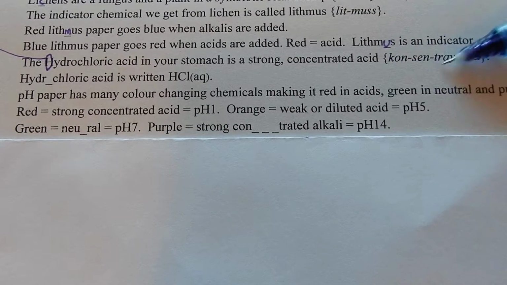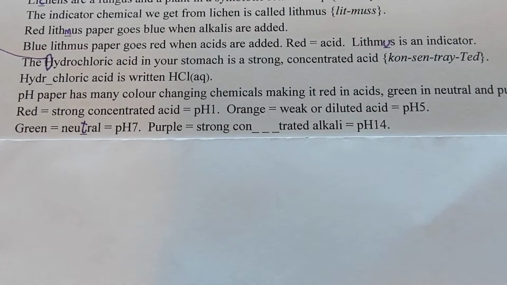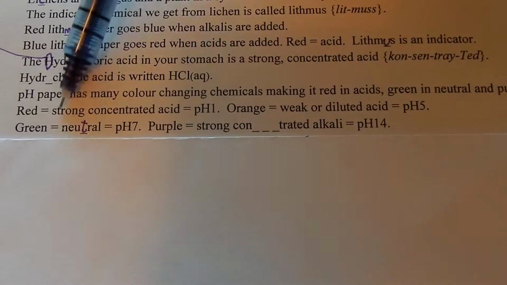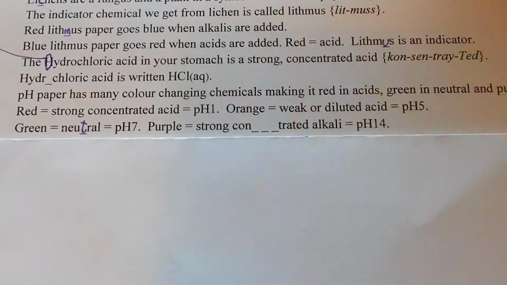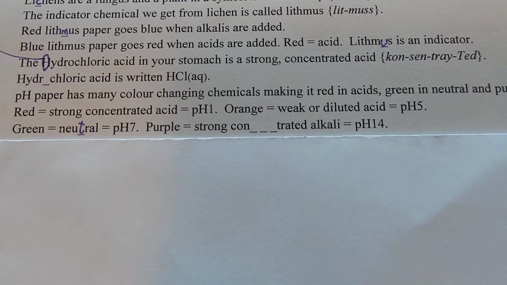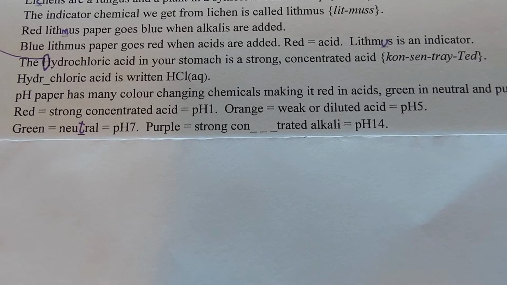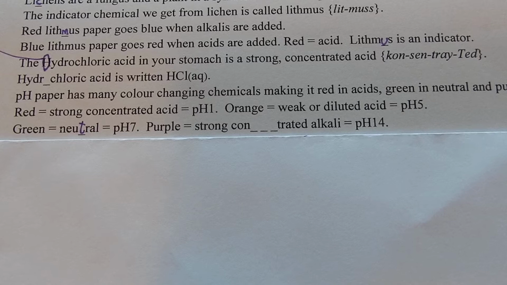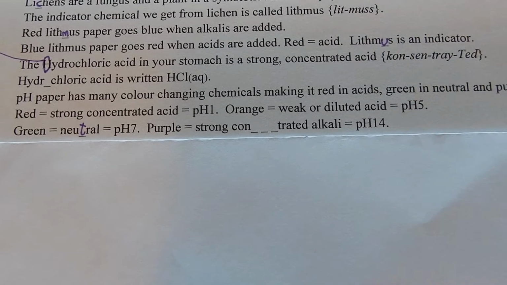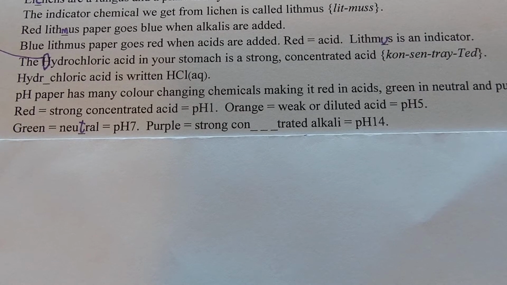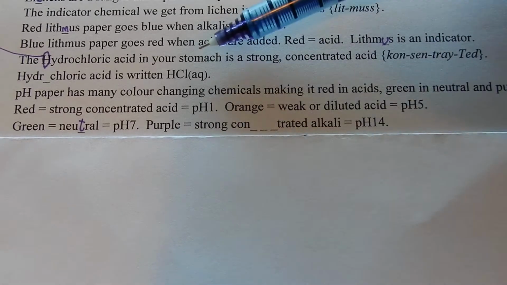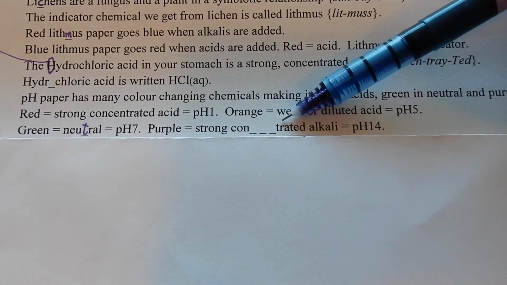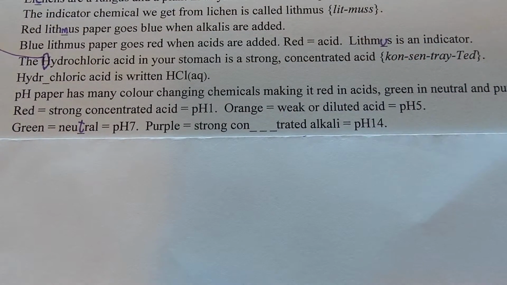Neutral equals pH 7. That's same as water. Water and all the safe things are pH 7. Things near pH 7 like pH 8 and pH 6 and pH 5 and pH 9 are also safe. They're good to eat. Vinegar will be pH 5 or maybe 4, and citric acid from lemons will be pH 4 or 5. Purple equals strong concentrated alkali, pH 14.